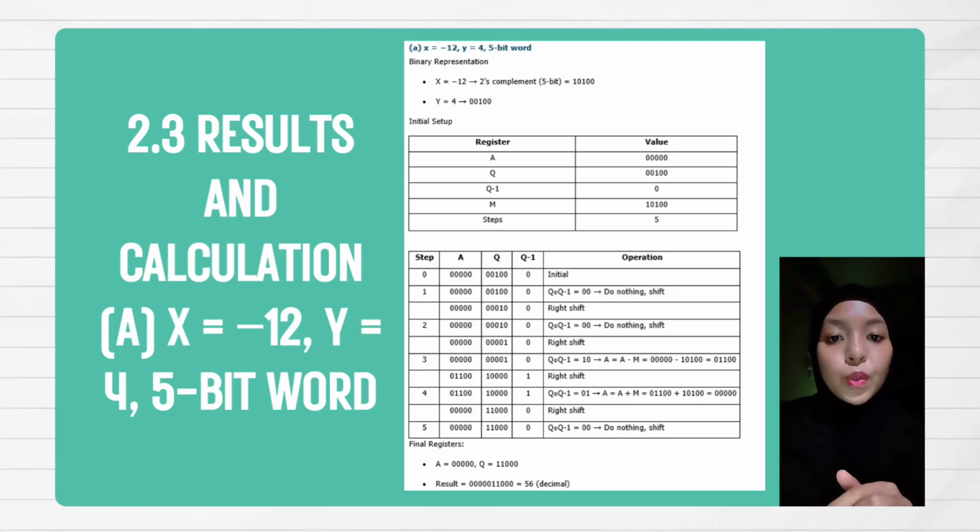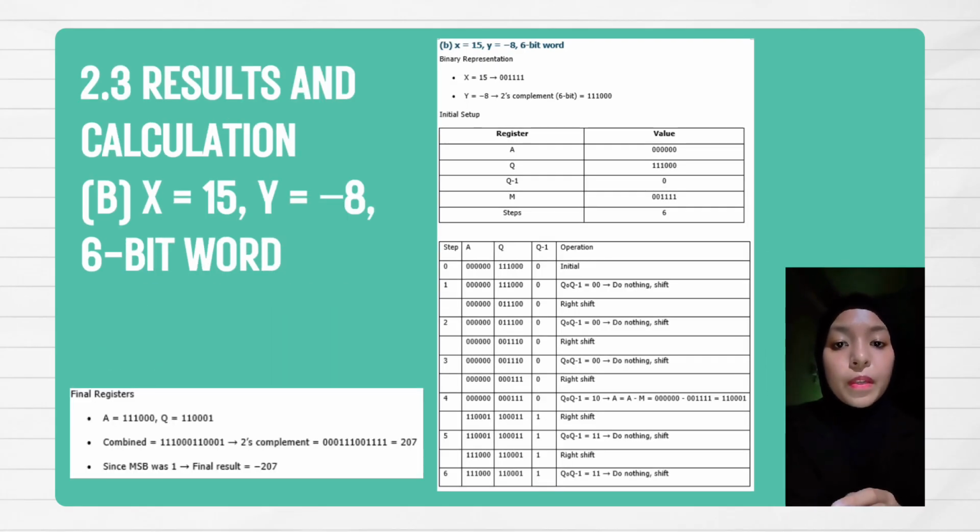Step 1 and 2, Q0, Q minus 1 equals 00, so we only shift. Step 3, Q0, Q minus 1 equals 10, so A equals A minus M. The result is 01100. Step 4, Q0, Q minus 1 equals 01, so A equals A plus M. The result resets to 00000. Step 5, shift again with no operation. The final result from A plus Q is 000001100, which is 56 in decimal. So, -12 times 4 equals 56.